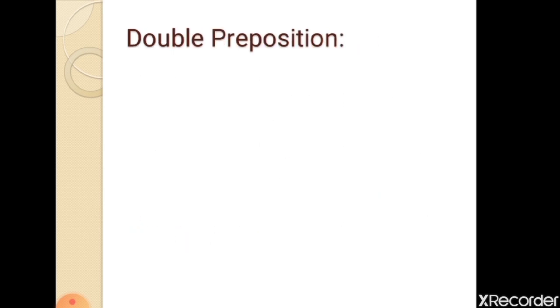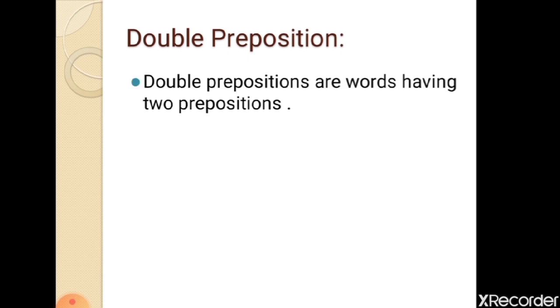Now the last one is a double preposition. The name itself shows what you mean by double preposition. So double prepositions are words having two prepositions. Double means two. So two prepositions are there and that's why it is called a double preposition. For example, out of, because of, etc.